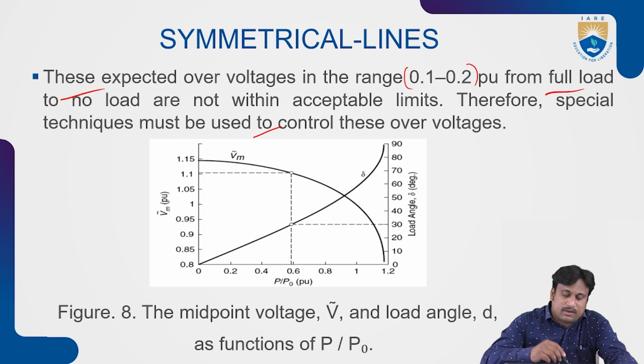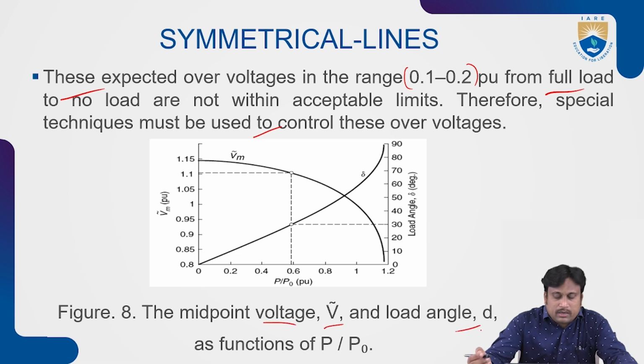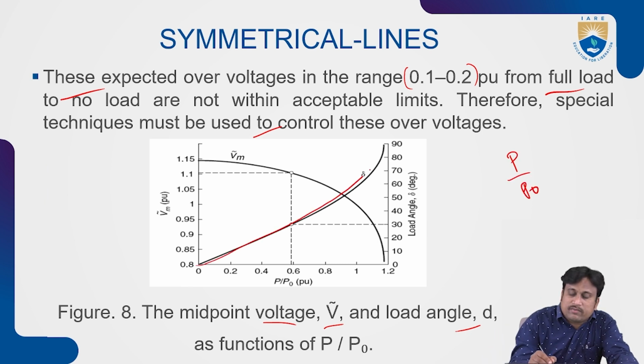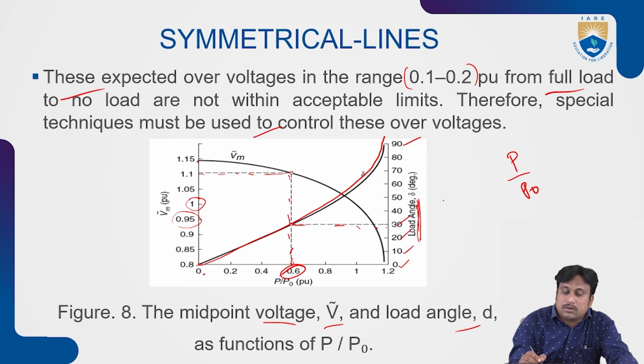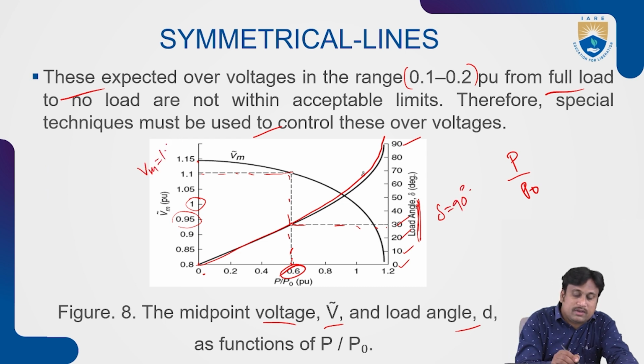So here is a consideration for the midpoint voltage V and load angle, treated as a function of P by P naught. Then the graphical representation follows, the curve rises like this, and here the voltage values start from 0 to 1.15. Slowly it extends to 0.8, 0.85, then 0.9, 0.95, 1, 1.05, 1.1, where we get the maximum condition. This is treated at 0.6, and this point is achieved at a 30 degree load angle, which extends from 0, 10, 20, 30 up to 90 degrees. So the load angle delta becomes 90 degrees, and VM is treated at 1.15.